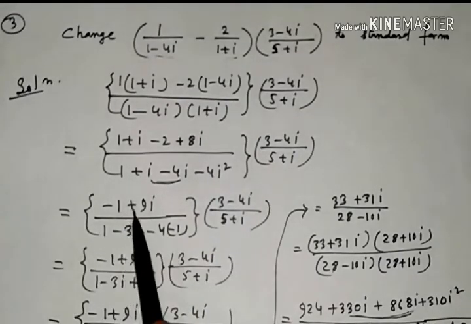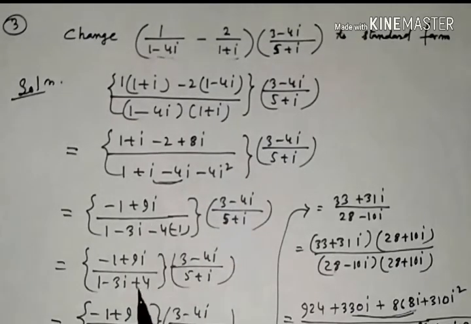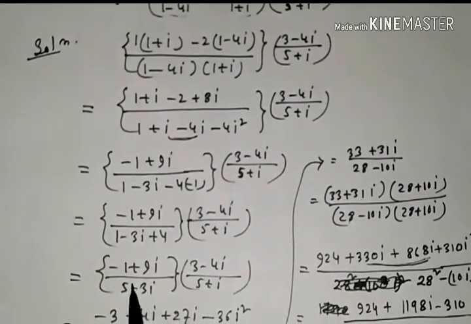Minus 1 plus 9i, and the denominator is 4 plus 1, 5, minus 3i, which is 5 minus 3i. Now we have to multiply this and this. Minus 1 into 3 is minus 3, minus 1 into minus 4i is plus 4i, plus 9i.